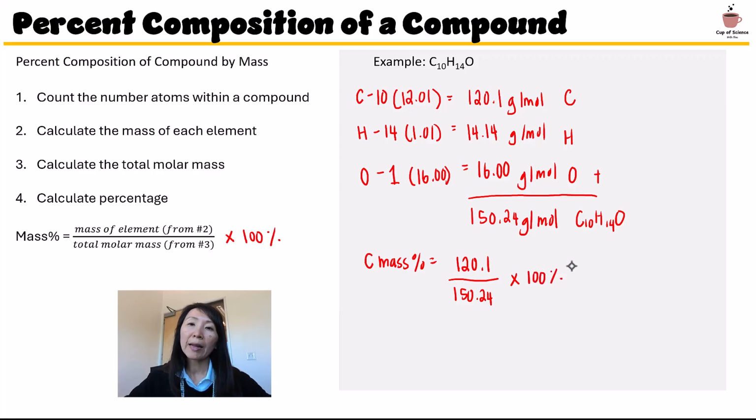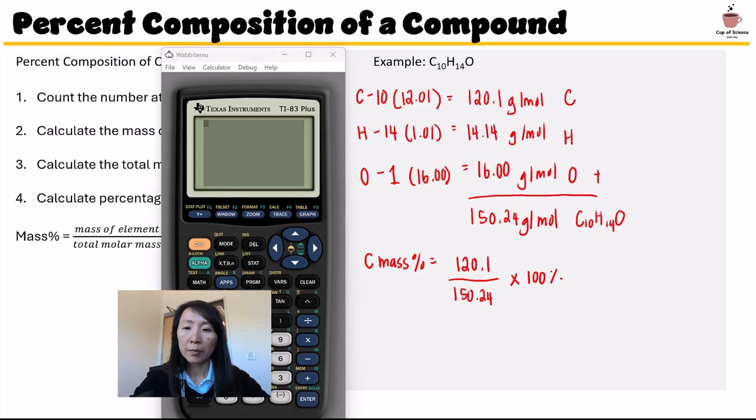So let's go ahead and put this into the calculator. So we have our 120.1 divided by 150.24.